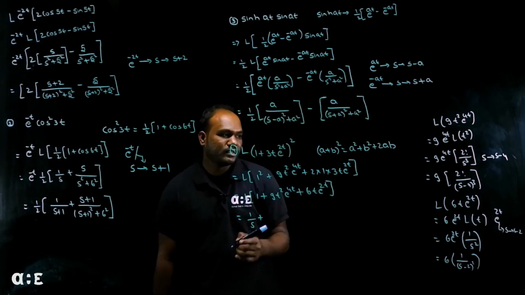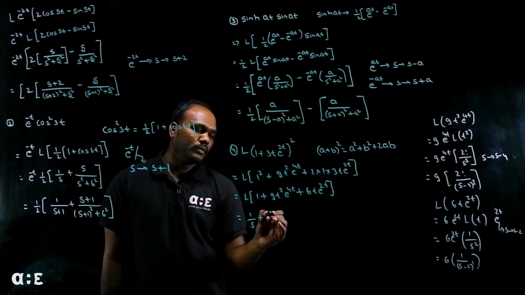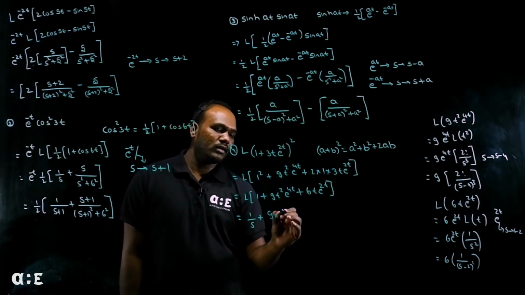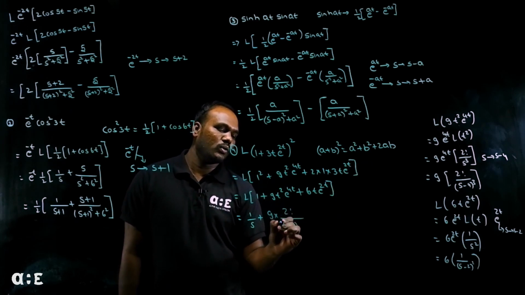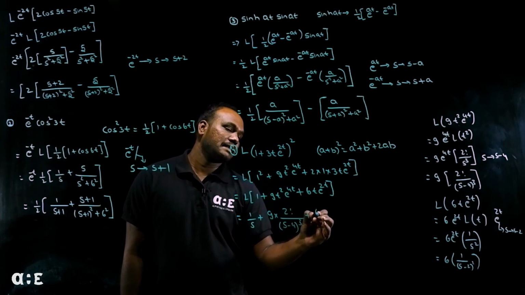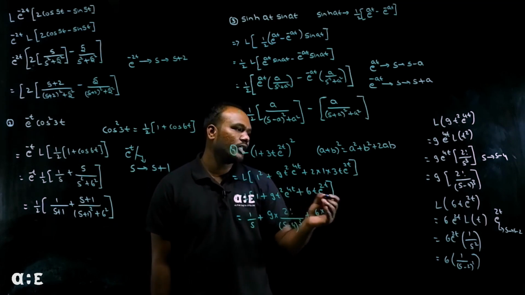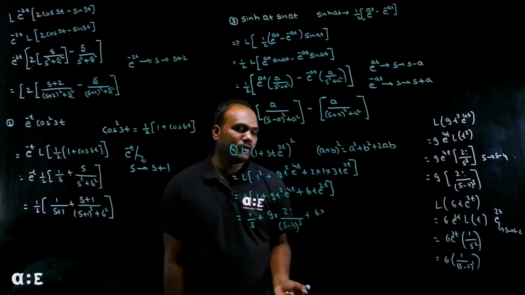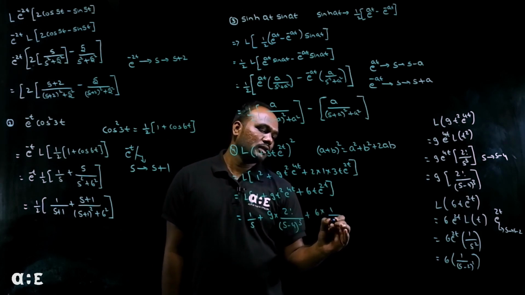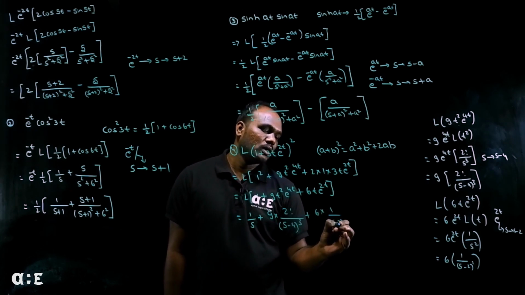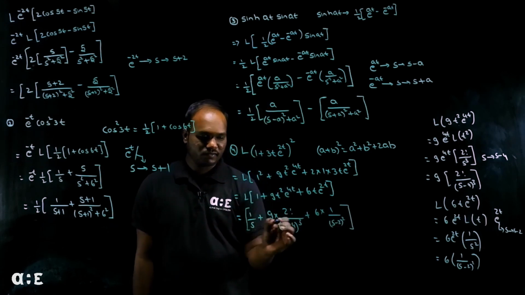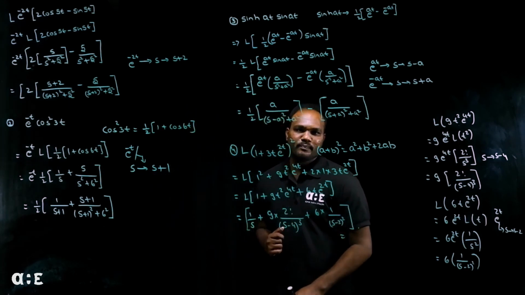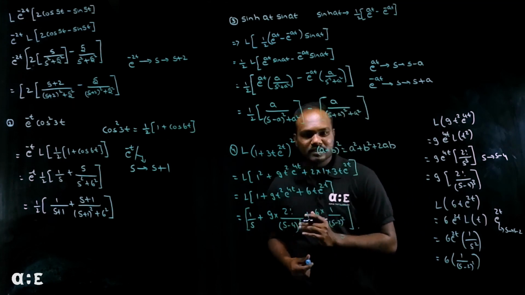So let's substitute all that here. So we get 9 into, what is that I got? 2 factorial over s minus 4 whole cube plus 6 times this t into e power 2t. I got it as 1 over s minus 2 whole square. This is what we got. Was that simple? Everything is simple?